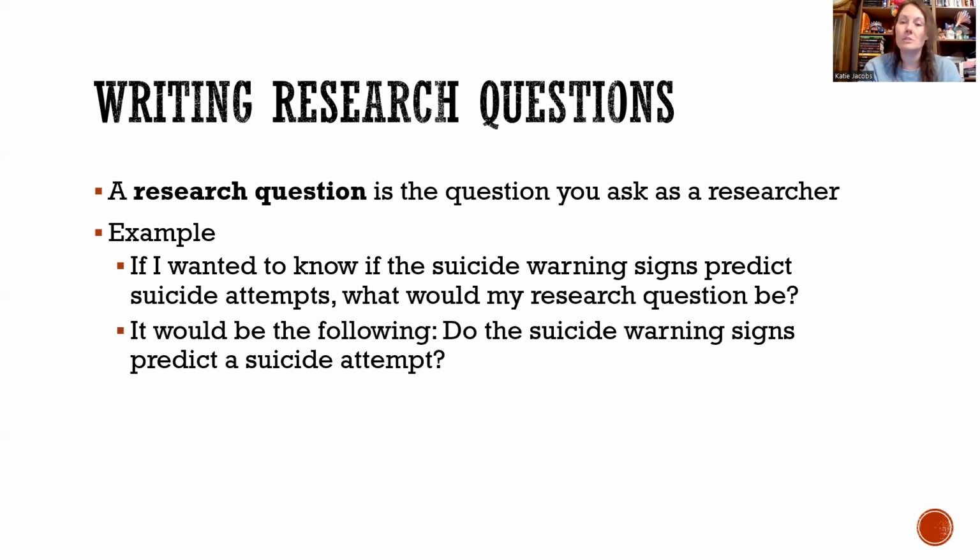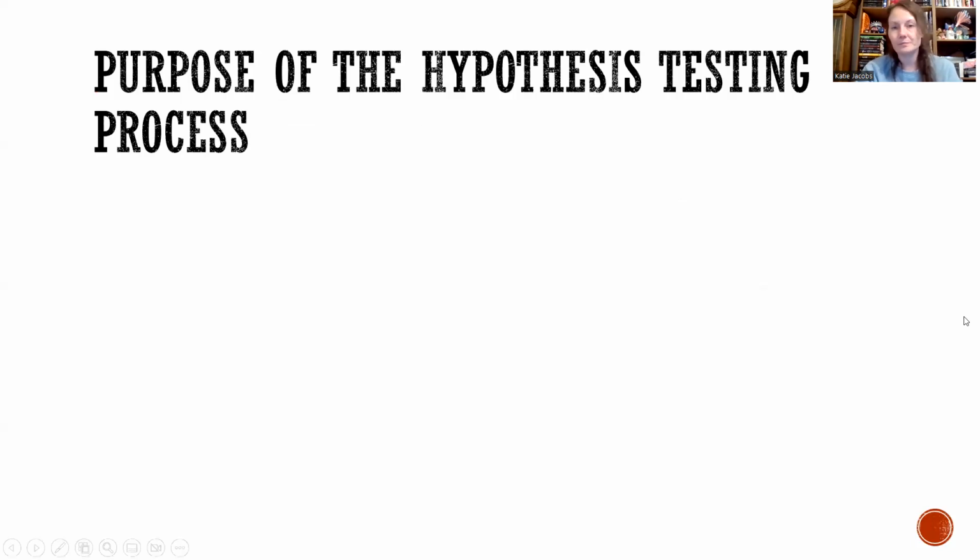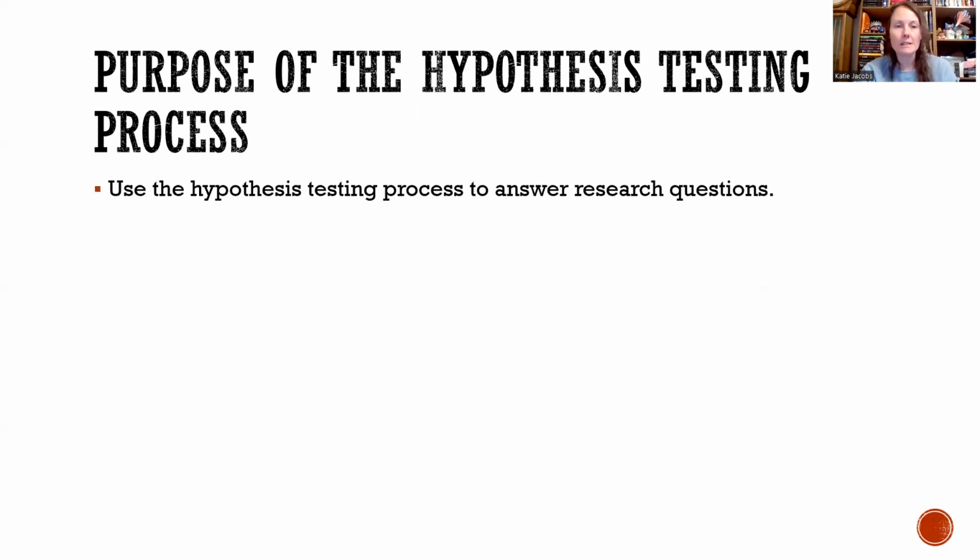It would be the following. Do the suicide warning signs predict a suicide attempt? And so with that, you see that it's answered with a yes or no. Most of the time when we're writing research questions, it'll be a yes or no type question, because what we'll do is we'll have a data set and we can literally answer this question through using these different types of statistical analyses that I'm going to teach you for the rest of the semester. So the purpose of our hypothesis testing steps, or this process, is to answer these research questions.